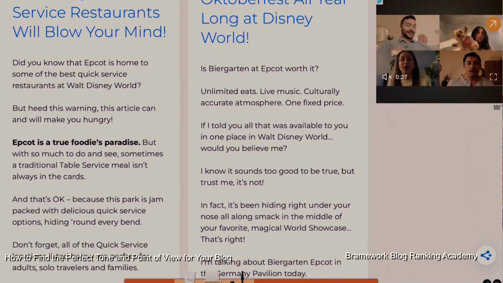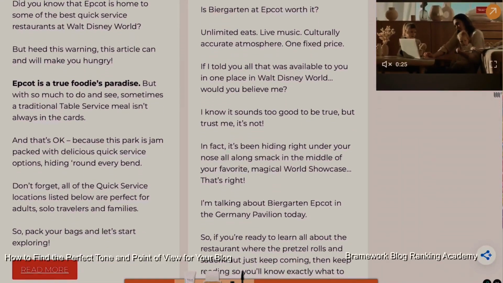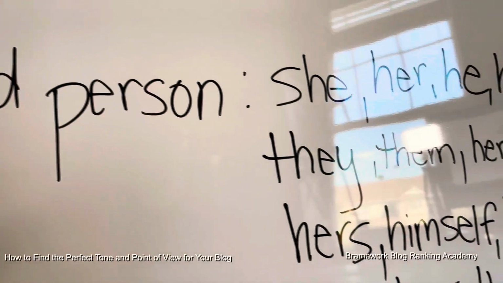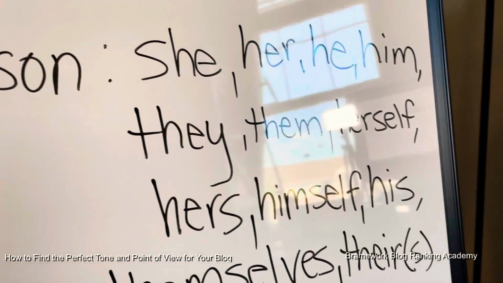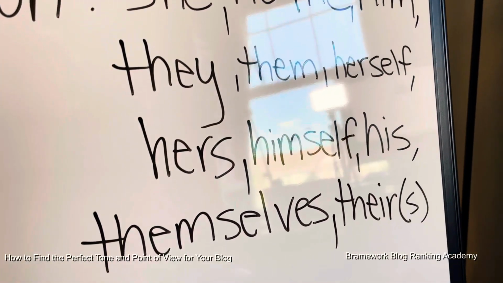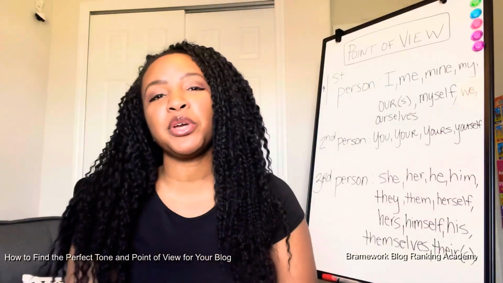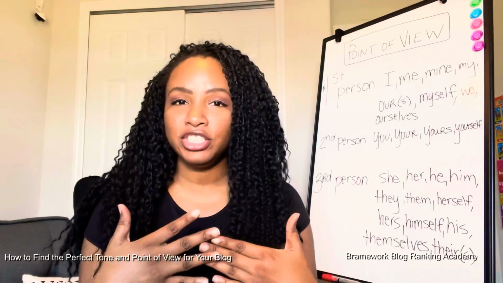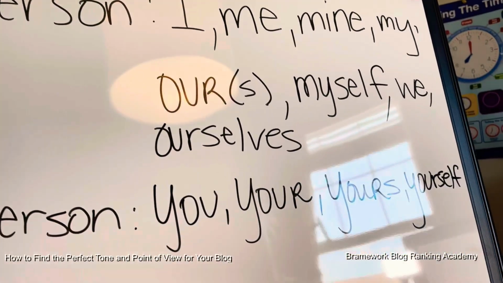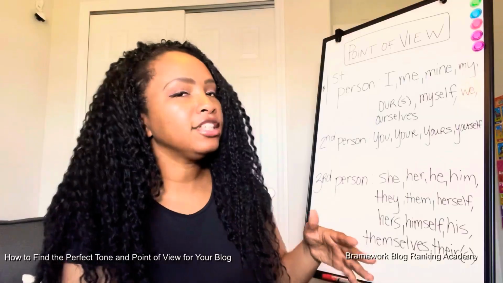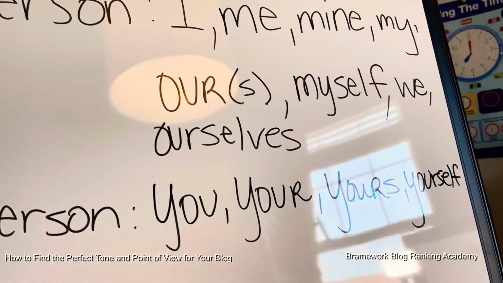Now you do have the third person point of view, and that's when you're talking more like she, her, he, him, they, them, herself, hers, himself, his, themselves, their, or theirs. So those are some point of views to incorporate in your blog, but overall just do whatever connects with your audience. But I will say the combination of all three, you can do all three combinations for your blogs, because I do that on occasion, but a mixture between the one and two, like I said before, will be the best for you.